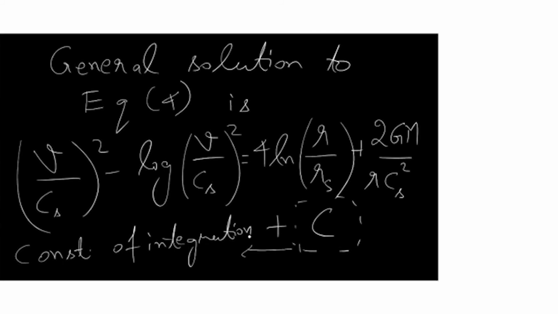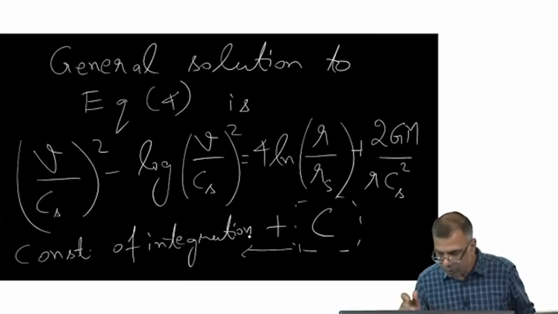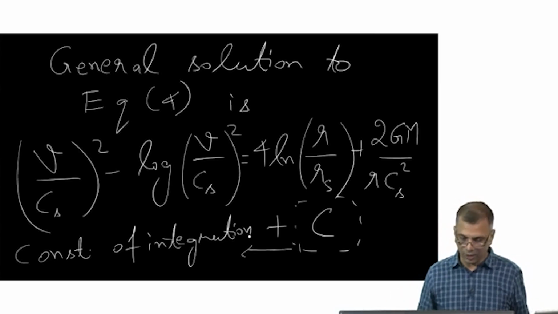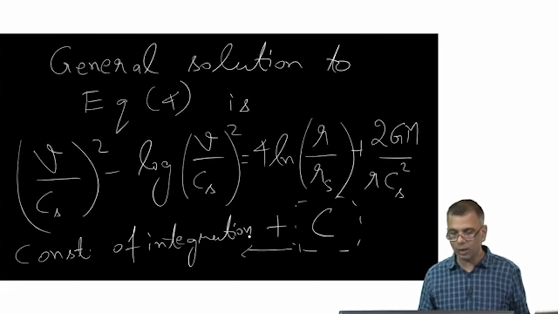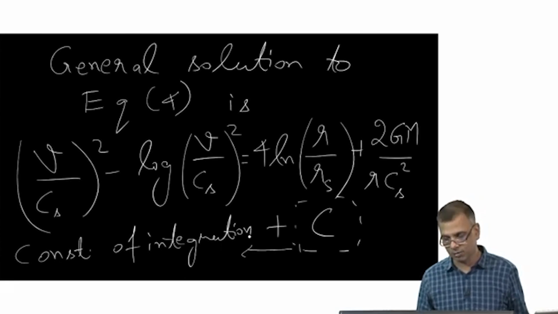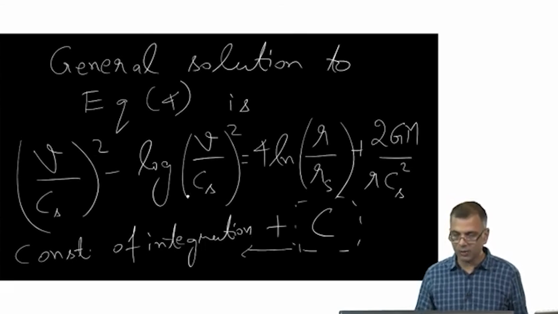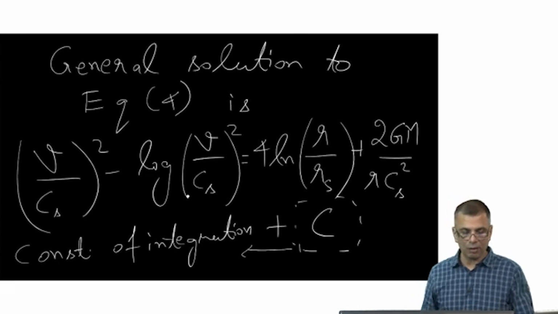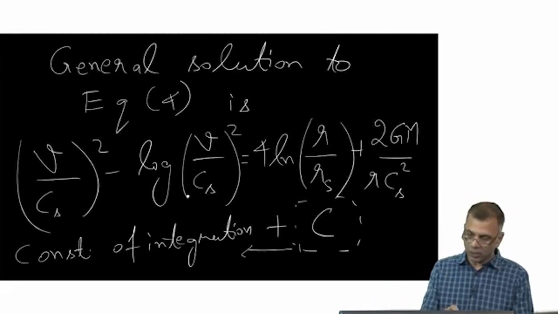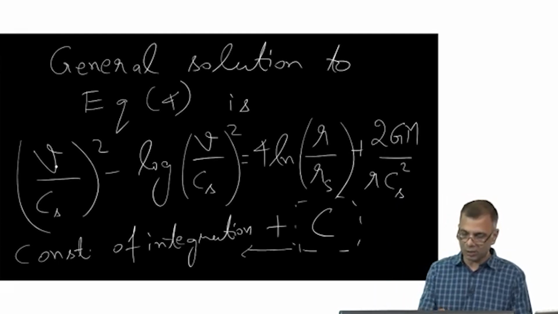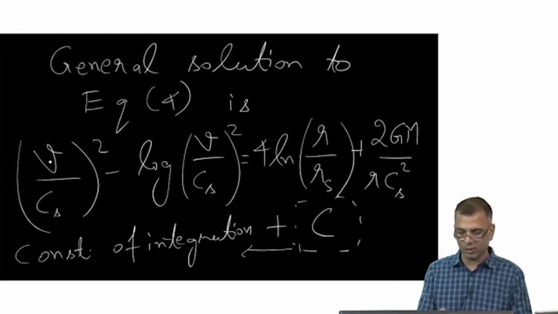A constant of integration. Okay. So now, depending upon what values the C takes, depending upon what kinds of values the constant of integration takes, you can have several different kinds of solutions. Okay. So essentially what I'll be now showing you is just plots of this solution. You see, this is essentially a solution for V.